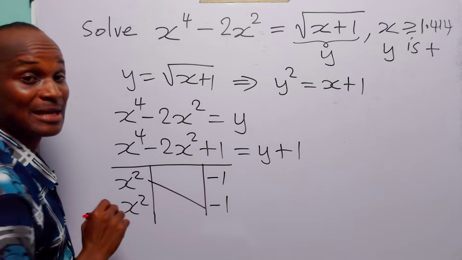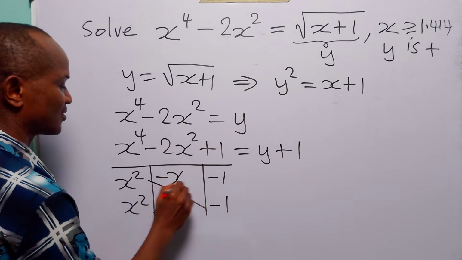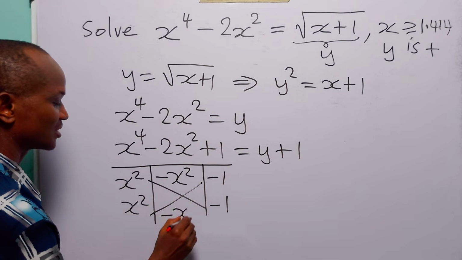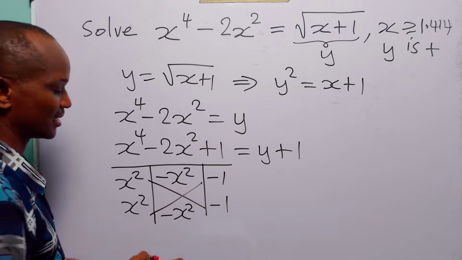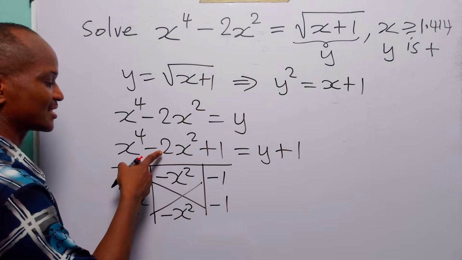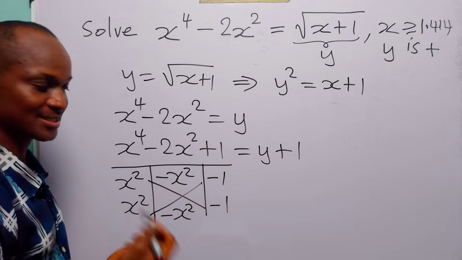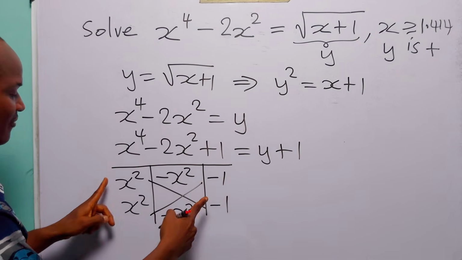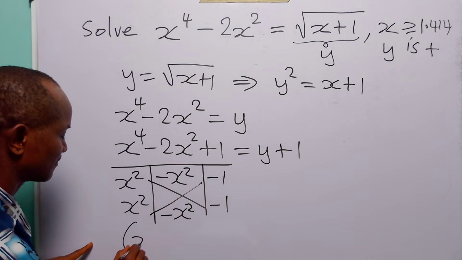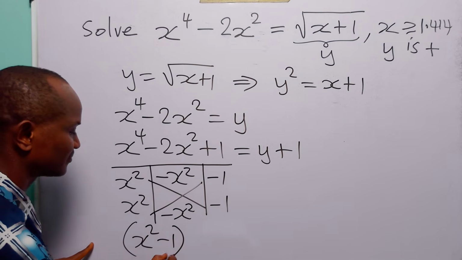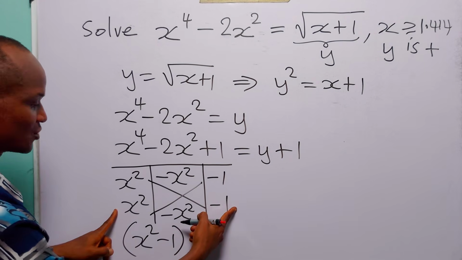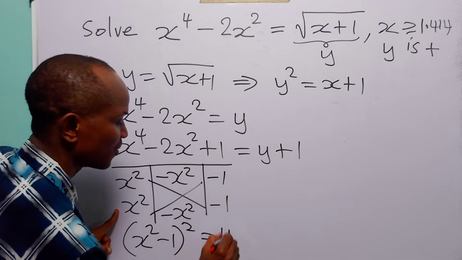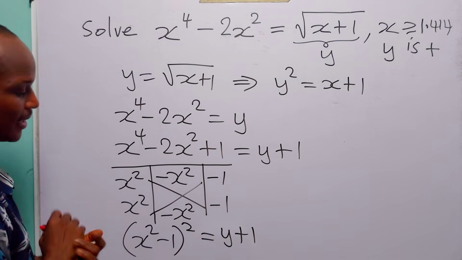Now x squared times minus 1 is going to give us minus x squared. Minus x squared is minus 2x squared. So that means that when we factorize this left hand side, we have x squared minus 1 times x squared minus 1, which is exactly the same thing. So this is squared. And of course, this is equal to y plus 1.